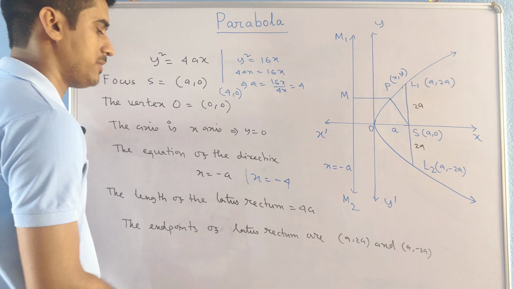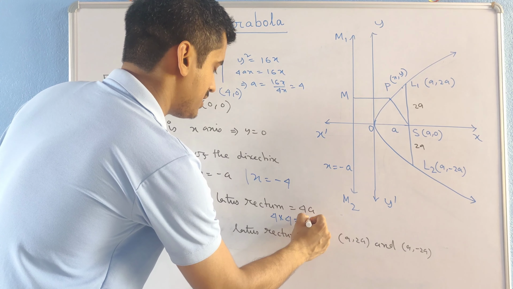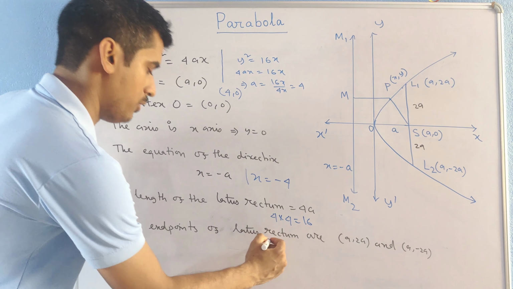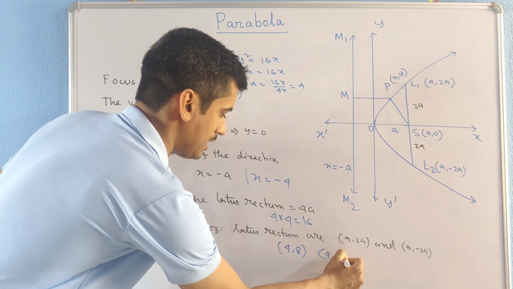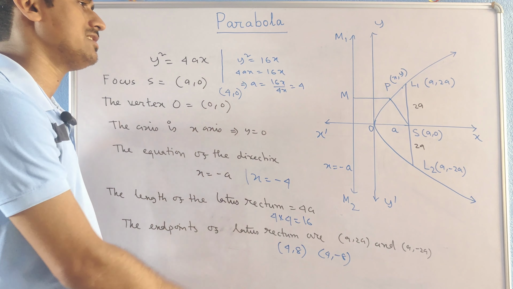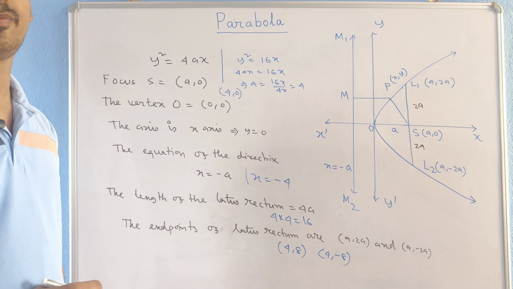The length of the latus rectum is 4a. So here 4 into 4, that is 16. And the end points of the latus rectum will be 4 comma 8 and 4 comma minus 8. So for any parabola, we can find all these things easily. Next class, we will discuss the other forms of parabola.